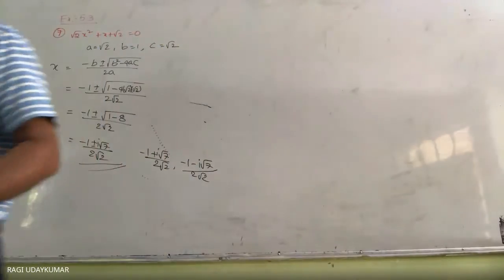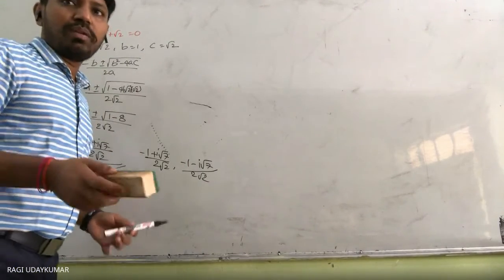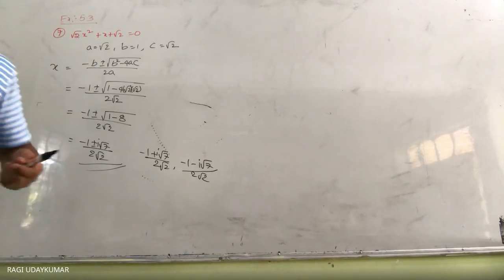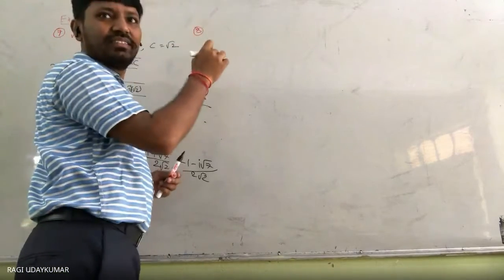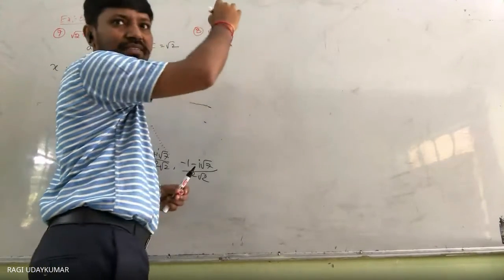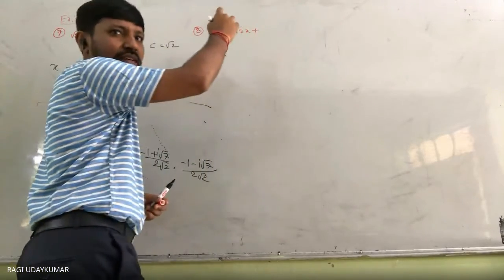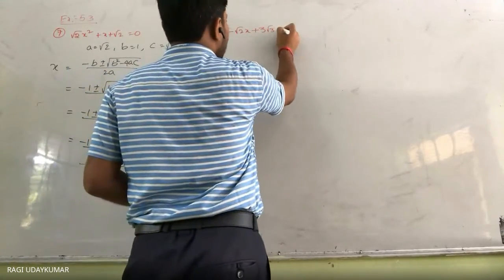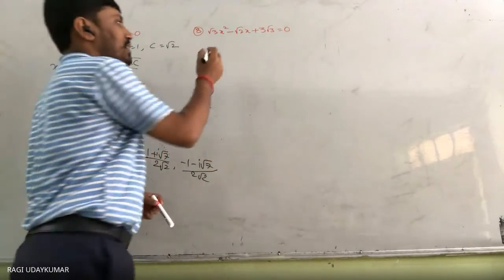Okay. Now, eighth problem. बोलना कर सकते हैं. Can you do it? Eighth one. Root 3x square minus root 2x plus 3 root 3 is equals to 0. So what do you get here?